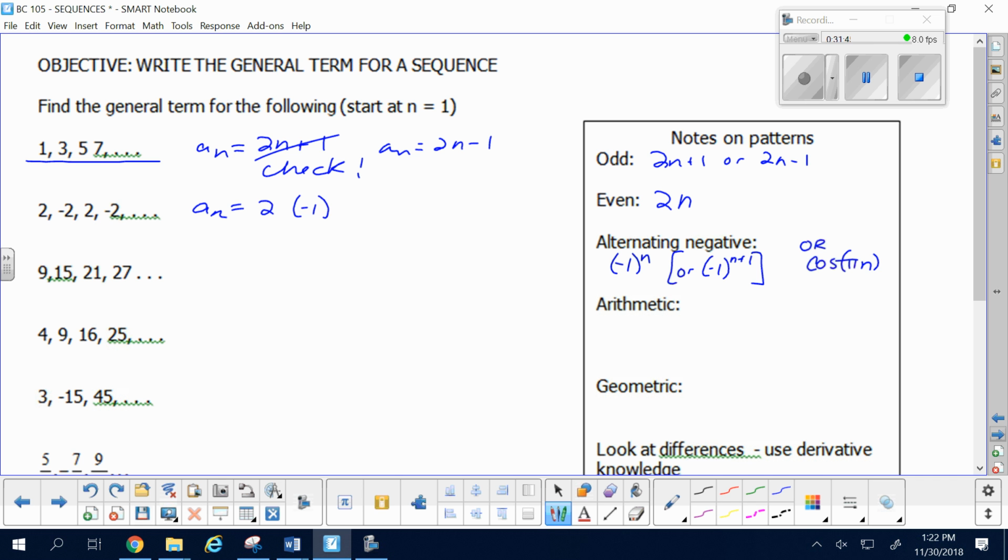2 times negative 1 to the n plus 1. What if choice B was 2 times negative 1 to the n minus 1? Does that work? Yes. What if somebody did negative 2 times negative 1 to the n? Does that work? When n equals 1, you would get a positive 2. When n equals 2, you get a negative 2. Does it work? Yeah, it works. So there are a lot of ways to get there. You need to, obviously, in a multiple choice setting, be able to discern which one doesn't work.